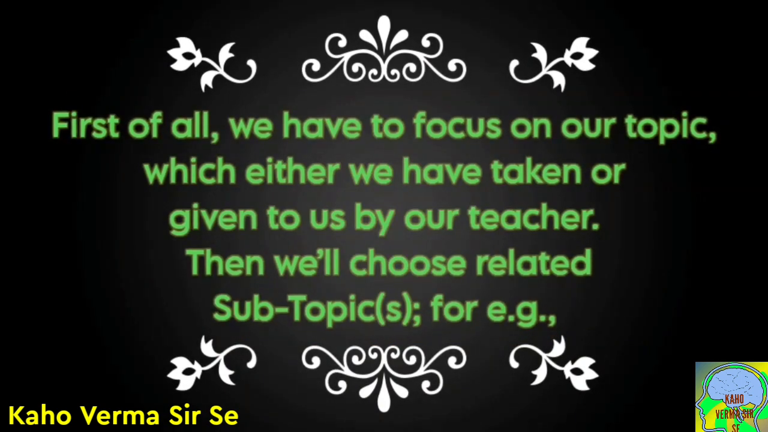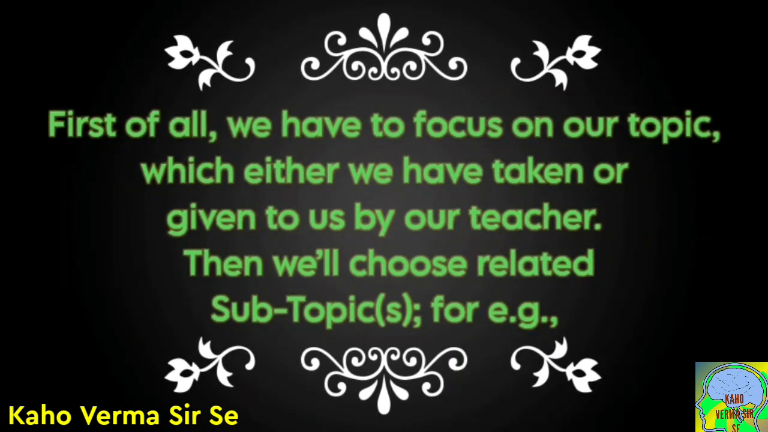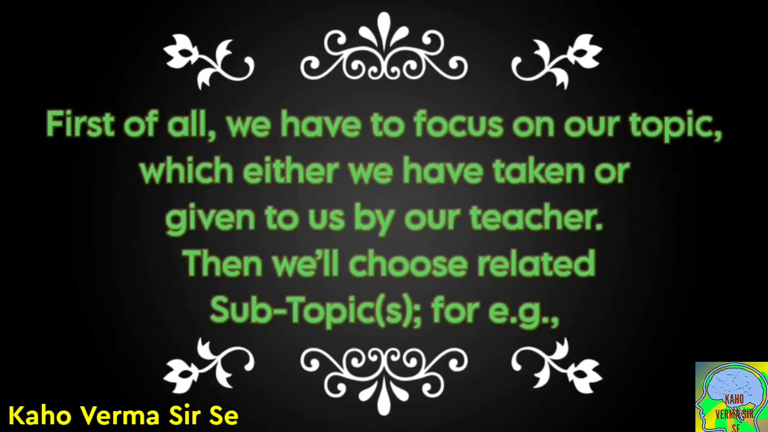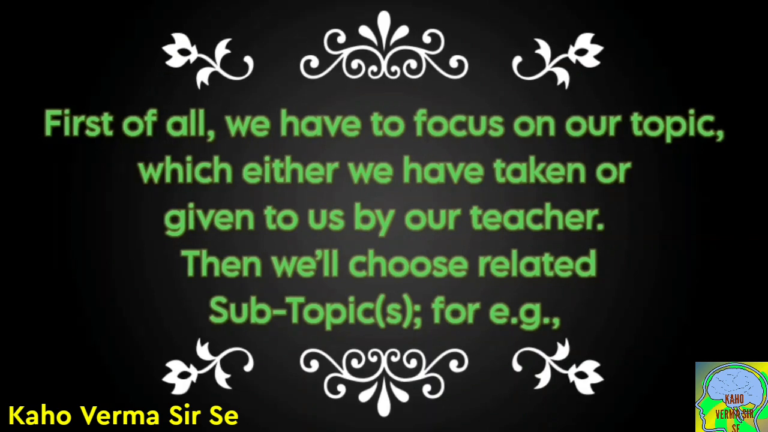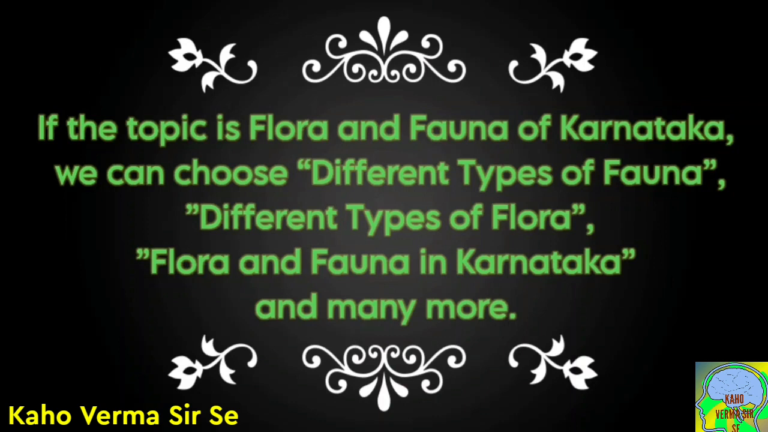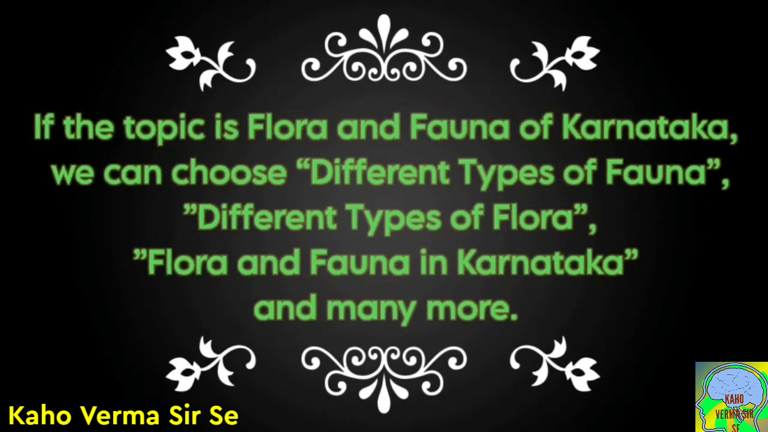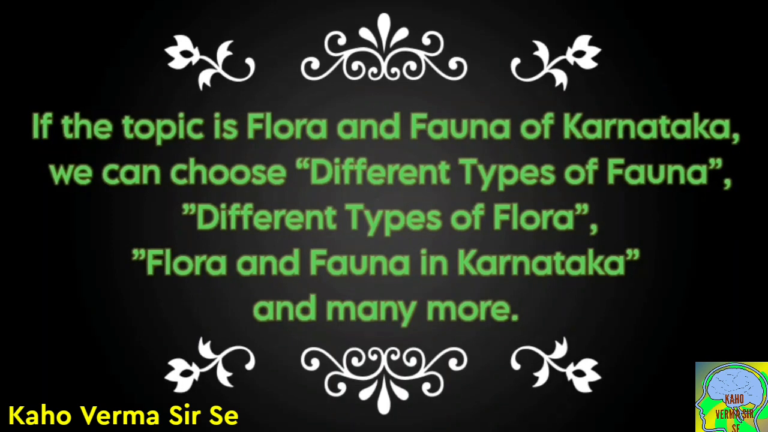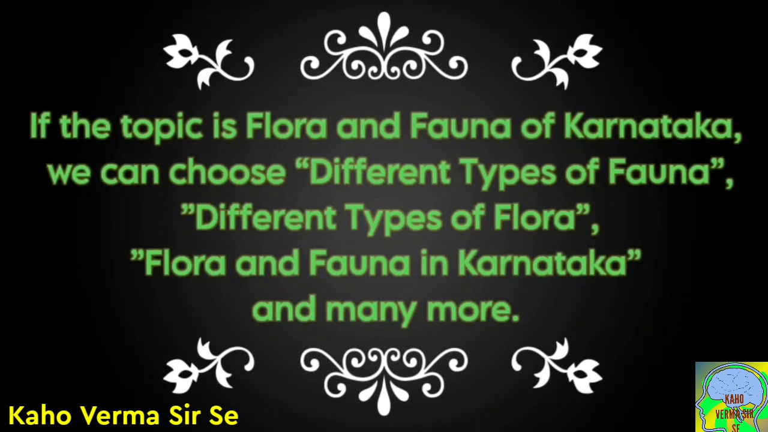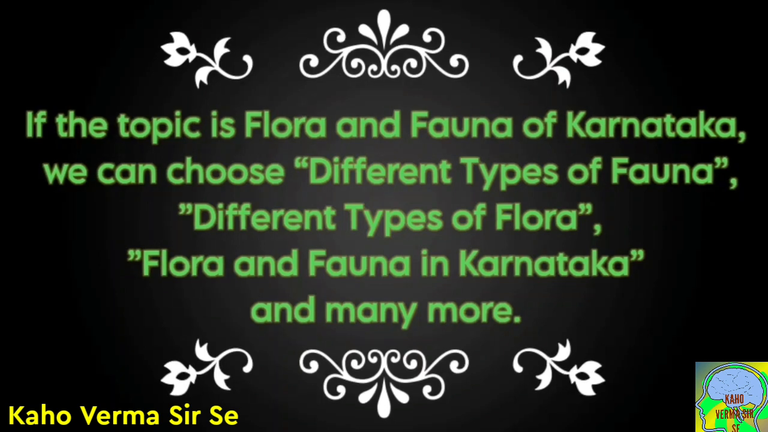First of all, we have to focus on our topic, which either we have taken or given to us by our teacher. Then we will choose related subtopic or subtopics. For example, if the topic is flora and fauna of Karnataka, we can choose different types of fauna or different types of flora or flora and fauna in Karnataka and many more.